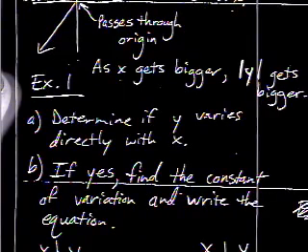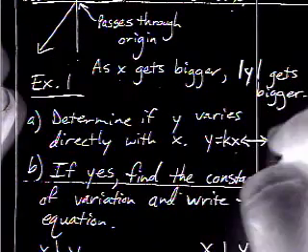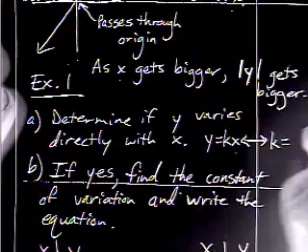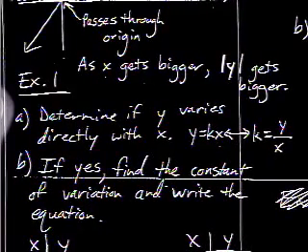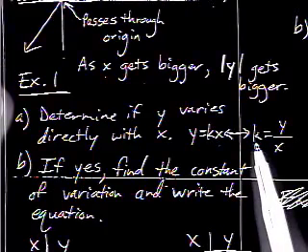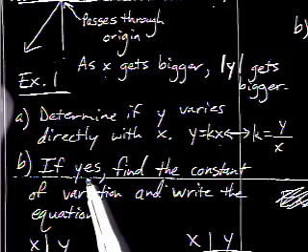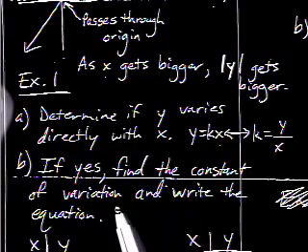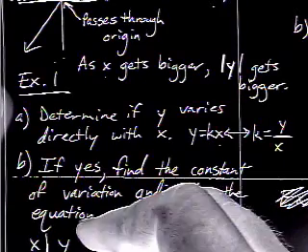In example 1, it says determine if y varies directly with x. Now, if y varies directly with x, and you solve that equation for k, what do you get? You get y divided by x. That means no matter what situation I'm in, every time I take the y value and divide by the x value, I get the same number. That's why they call it a constant. If you think it is direct variation, you need to do two things. You need to find the constant of variation, which will not be very hard to do, and you also need to write the equation. So here we go.